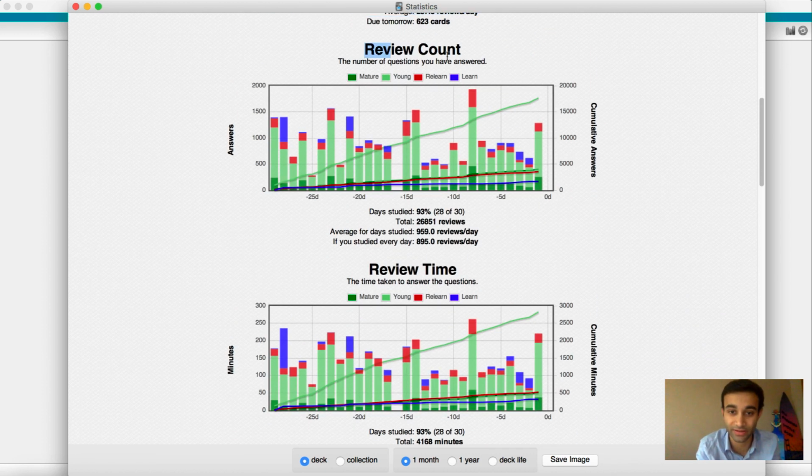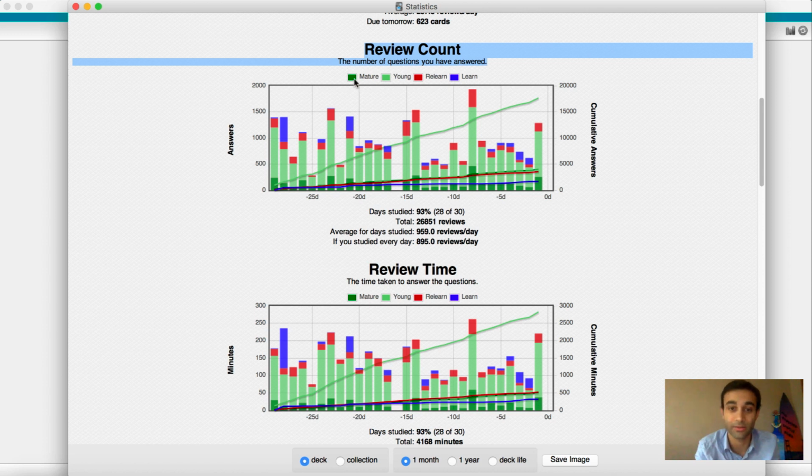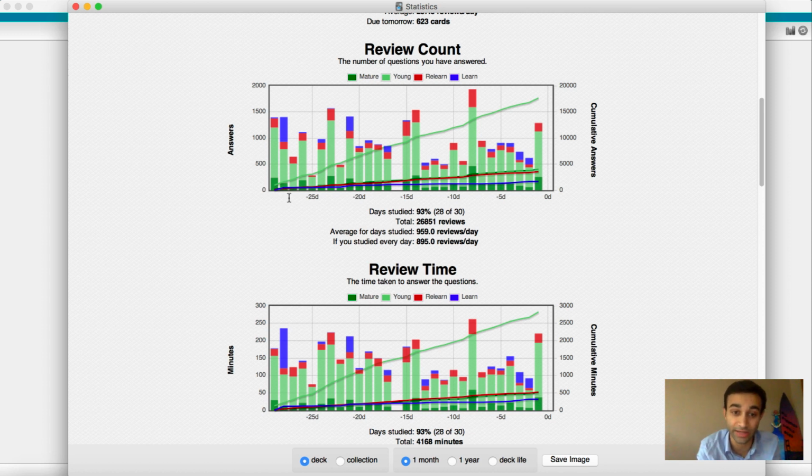This next graph is a little confusing also, but I'll walk you through it. It basically tells you the number of mature, young, relearn, and learn cards that you did every day in the last 30 days. So notice the graph at the bottom here is in negatives, so it tells you about the past.